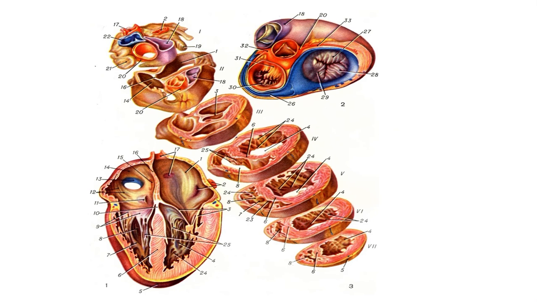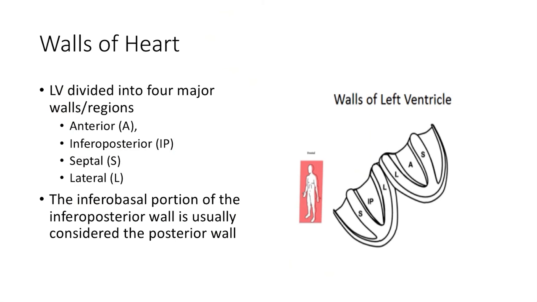So again, here's just an example of cross-sectional areas, just showing you the differences in the anatomy. Again, left side a little bit thicker than the right side. Right, left here, and then showing you the differences moving down the structure here. And again, we have different walls of the heart. Again, just talking about how we describe this.